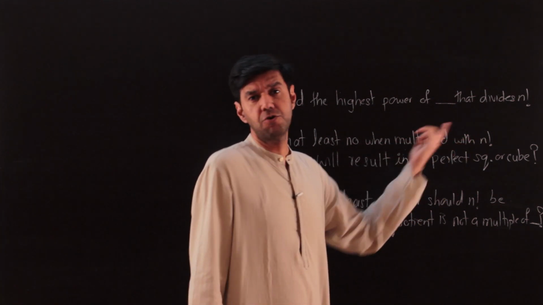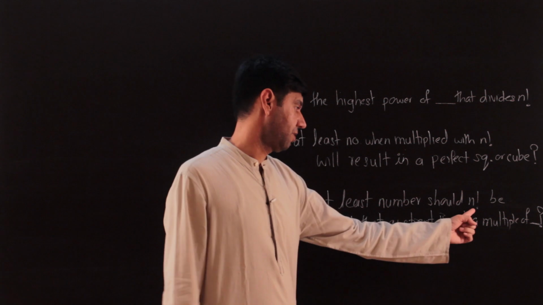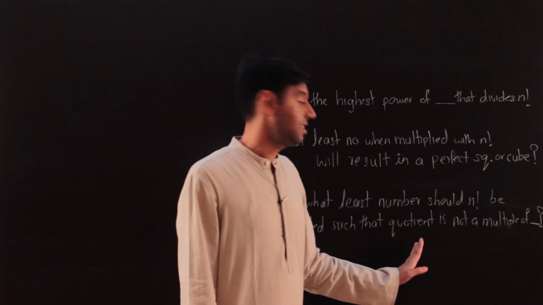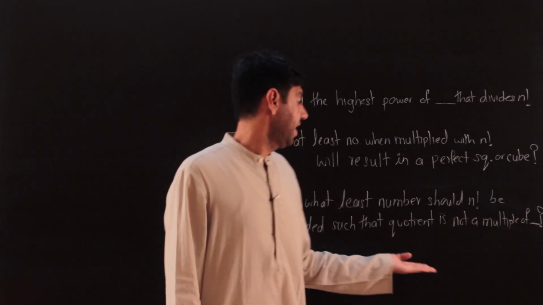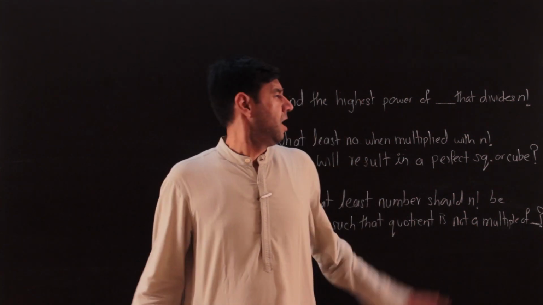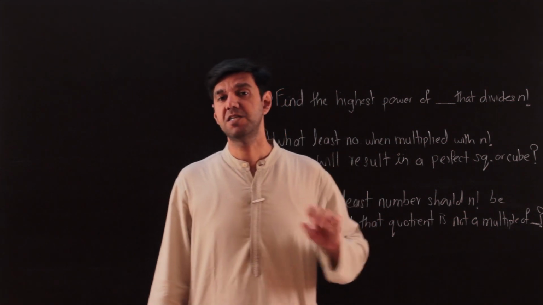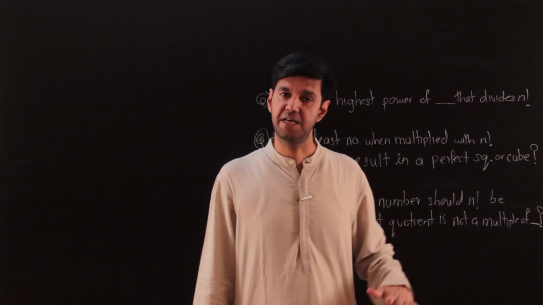It could be multiplied, it could also be divided. Or with what least number should n factorial be divided such that the quotient is not a multiple of a certain number. All this language should be very familiar to you from the lesson on factorization.